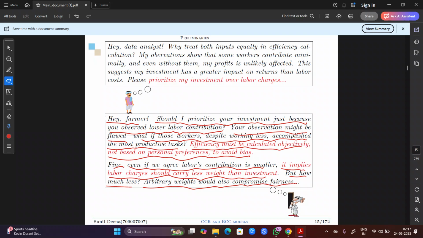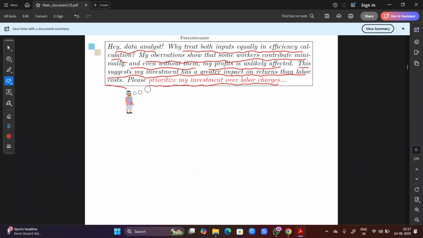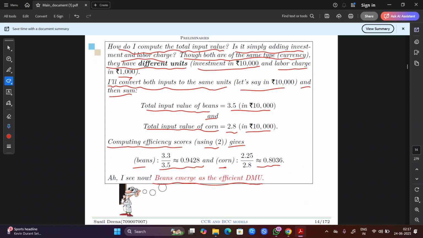Then, actually, in the previous slide, now again I will explain to you. Because for the investment and labor we have given 100% weightage, we directly added them, that is 3 and 0.5, that is 3.5. It means for investment we have given 100% weightage, and for labor charge also we have given 100% weightage.